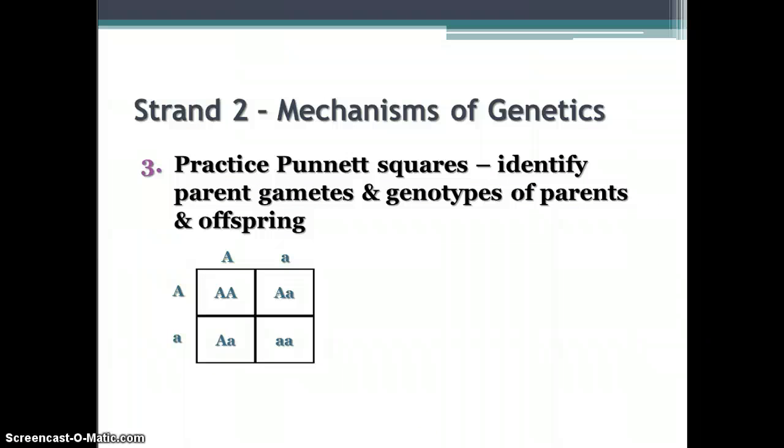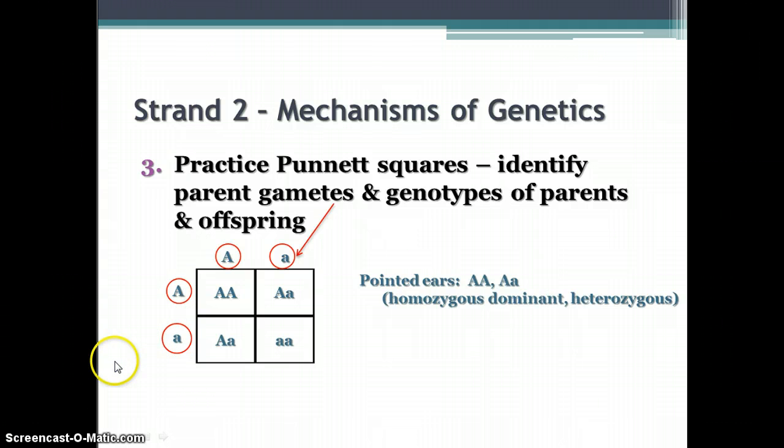Next, we have practice in Punnett squares, and you're supposed to identify the parent gametes and the genotypes of the parents and offspring. So here's a basic Punnett square, okay, and the gametes are going to be the letters that are on the outside of the Punnett square. Each one represents a gamete. This would be an egg cell. This would be the other possible egg cell this mother could produce, a sperm cell, and the other possible sperm cell the father could produce.